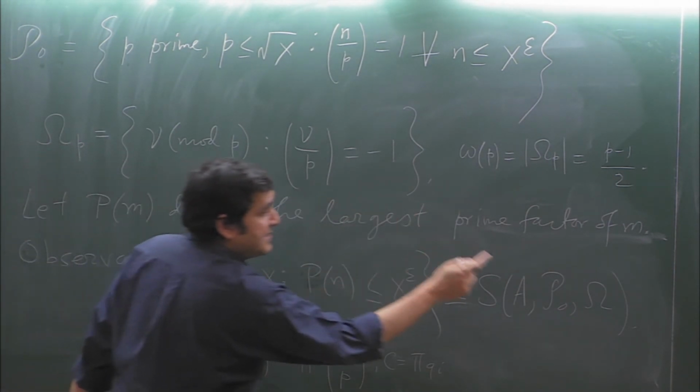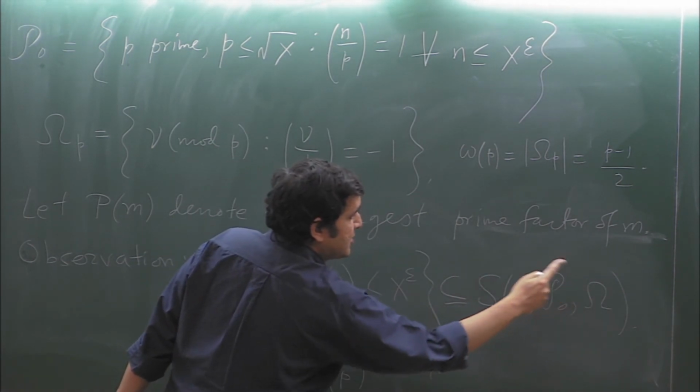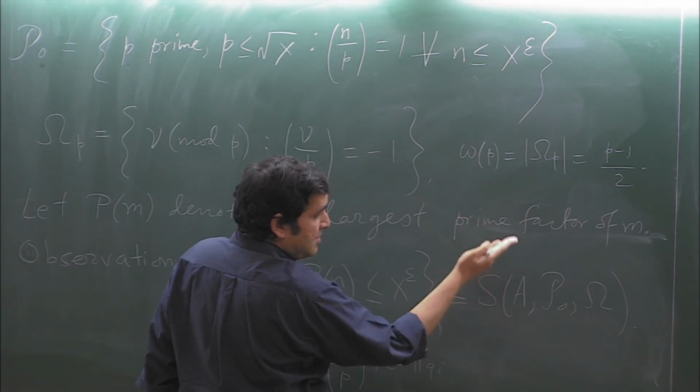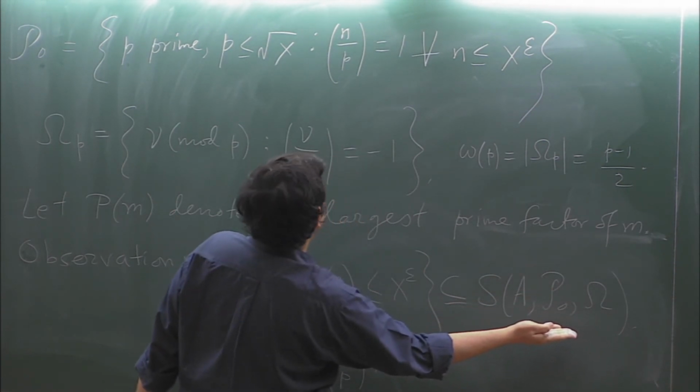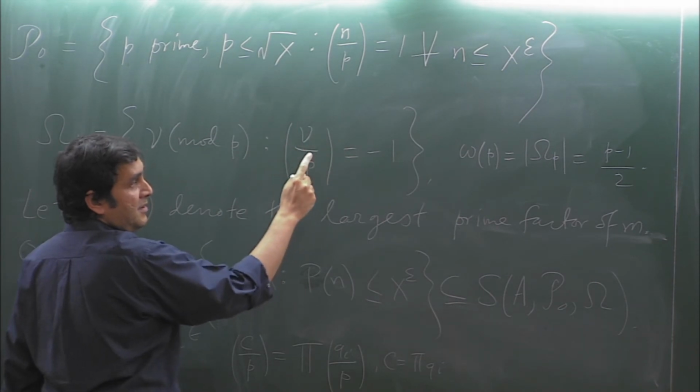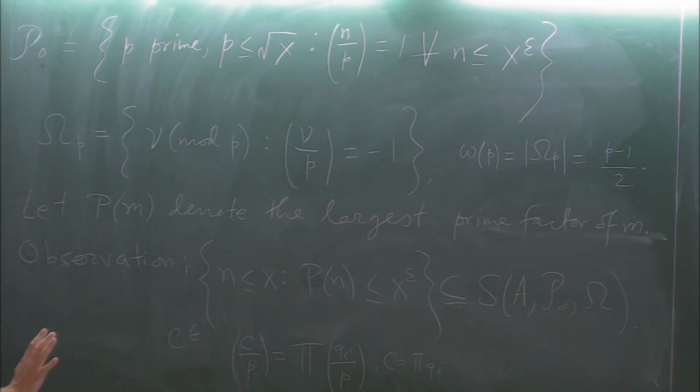And therefore it lies here, because these must consist of integers such that if you reduce modulo a prime in P naught, you get a quadratic residue, because I am excluding the non-residues. Okay, so this is the only step that requires some thought. Is that clear, or should I repeat? Clear?